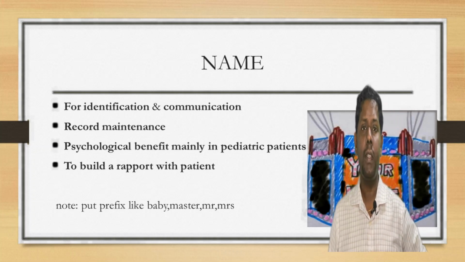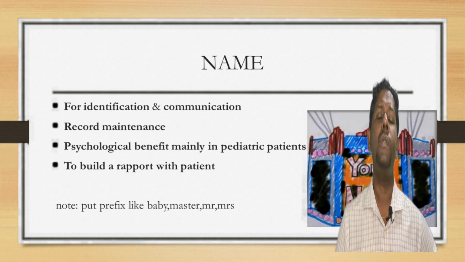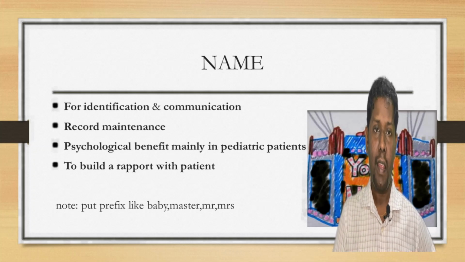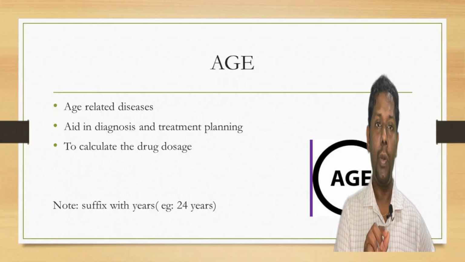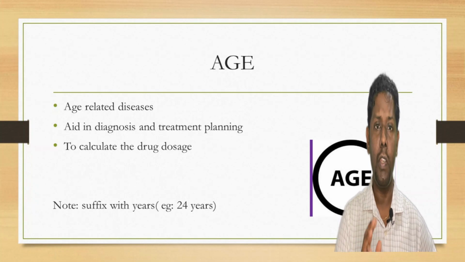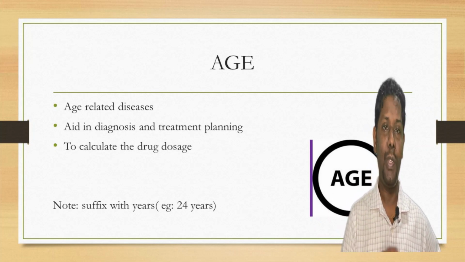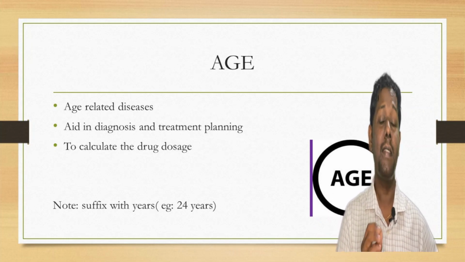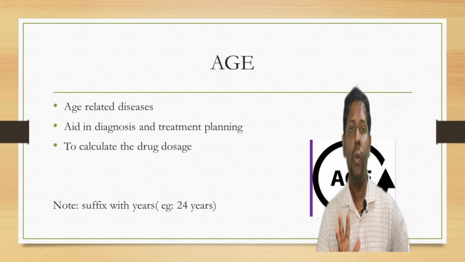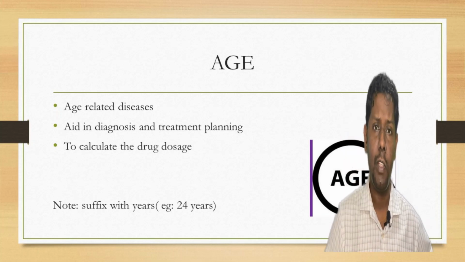So coming to the next one, that is age. Why should you ask the age? For example, if the patient's age is 24, don't mention it as 24 YRS. Write in the full form, both for the UGs as well as for the PGs, from the examination point of view. Okay, why should you ask about the age of the patient?